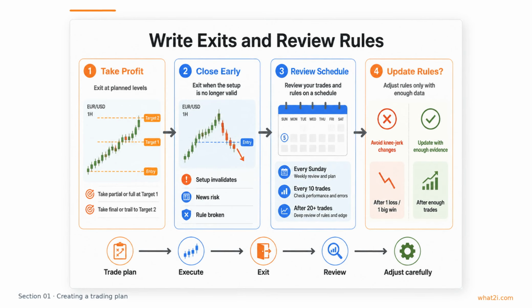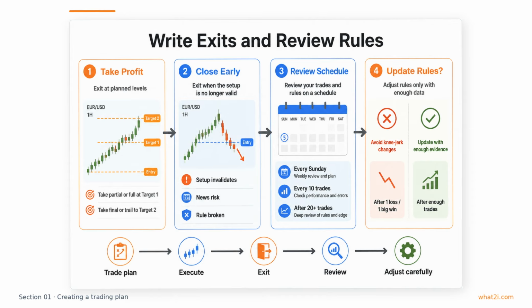A complete trading plan does not stop at entry. It also explains how trades end, both when they go well and when conditions change. Your exit rules should state how profits are taken, whether at a fixed target, in partial stages, or with a trailing method. You should also define when a trade gets closed early, such as when the setup becomes invalid or a major risk event is approaching. Beyond exits, the plan needs a review schedule so you know when performance will be assessed. That review might happen weekly or after a set number of trades, and rule changes should wait until there is enough data to justify them.